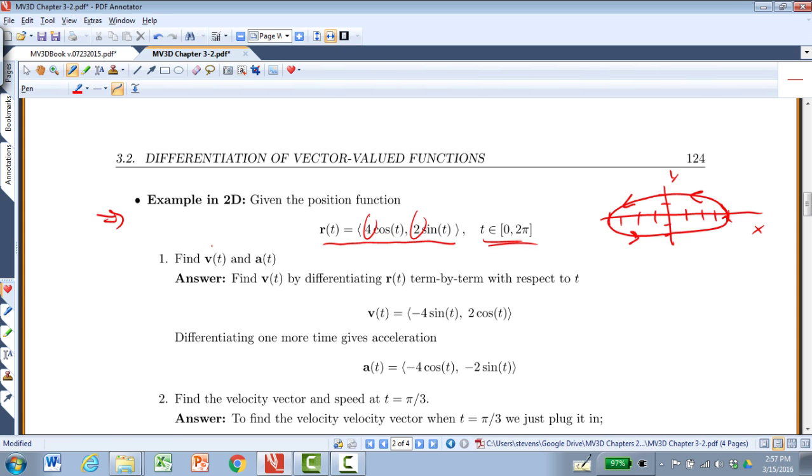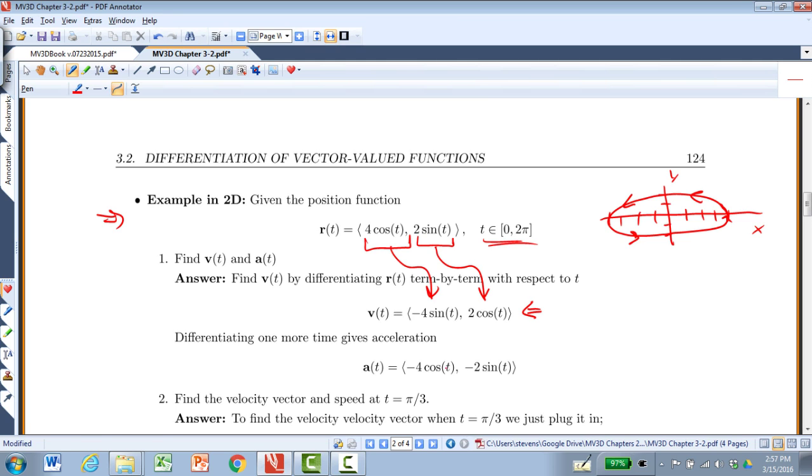Now, if I want to find the velocity and the acceleration vectors, or vector valued functions, easy enough to do. I just take the derivative of 4 cosine t, which is going to be negative, so cosine goes to negative sine. The 4 comes along as a constant, and I get the derivative right there. And I take the derivative of my y valued function. Derivative of 2 sine t is 2 cosine t.